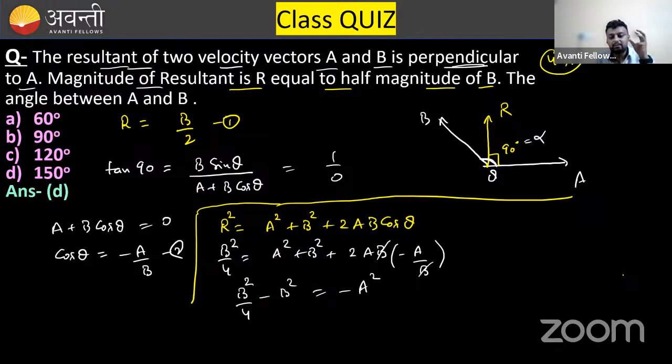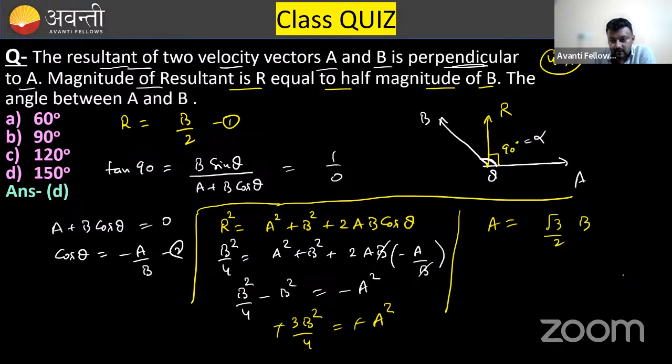The calculation might seem lengthy, but it is not that lengthy. What will happen next? Can you solve this by taking LCM? Minus 3B square by 4 is equal to minus A square. Minus and minus can be cancelled. So A is what? A is root 3 by 2 B. This is the value of A.